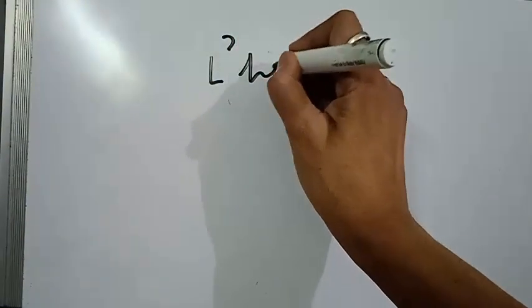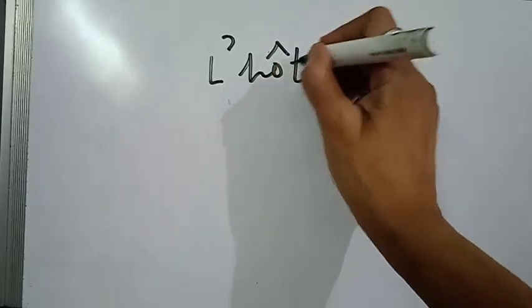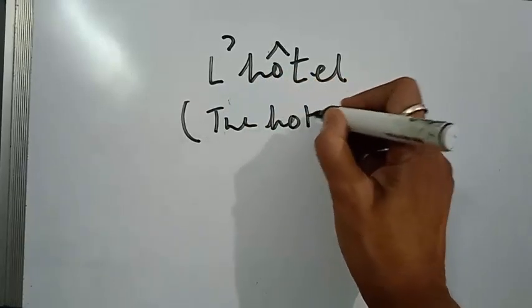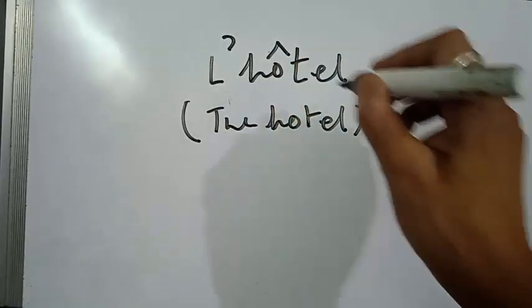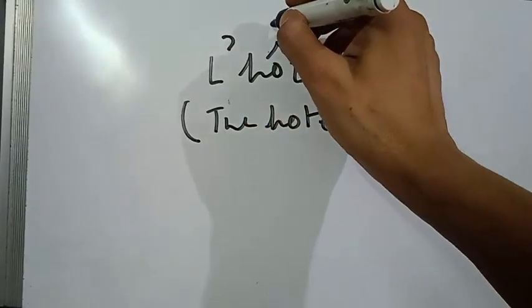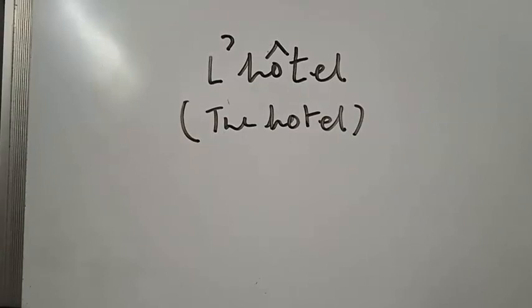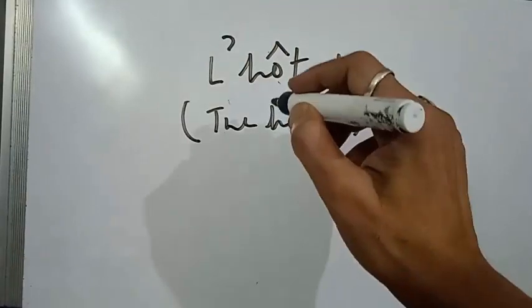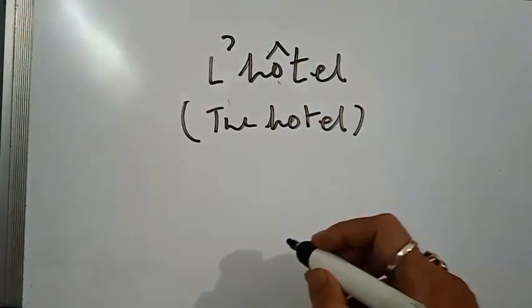Now another category is starting with H mute. I am showing you some examples of H mute. L'hôtel, the hotel. What you see in this word is that it is starting with H, but the pronunciation starts from O. The H is totally mute or silent, so you pronounce it l'hôtel. This is an example of H mute.